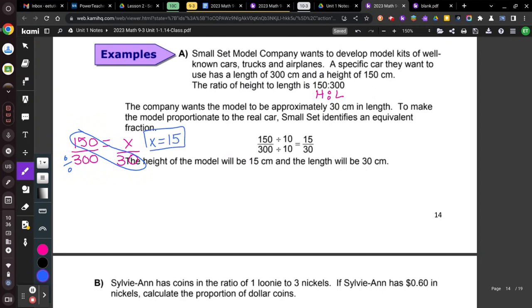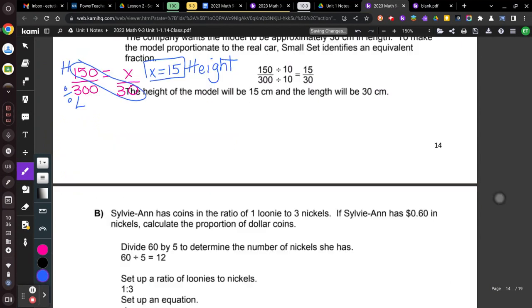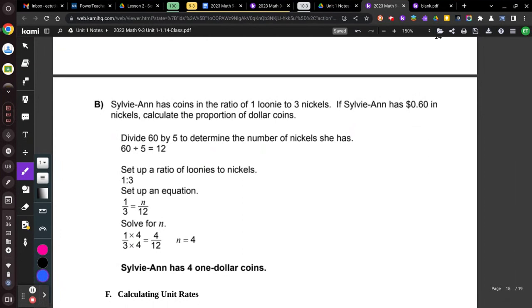Okay? Well, that tells us, because this is set up as height to length, this is height. Length is on the bottom. So we found a number that is the height. So we found 15 centimeters would be the height. Okay, so again, it's a cross multiply and divide situation. Turn your page.